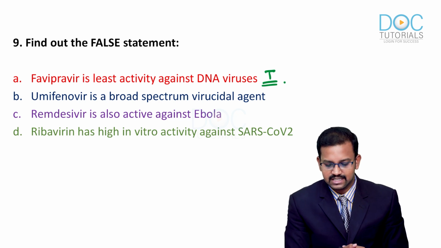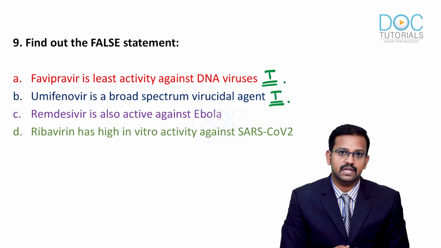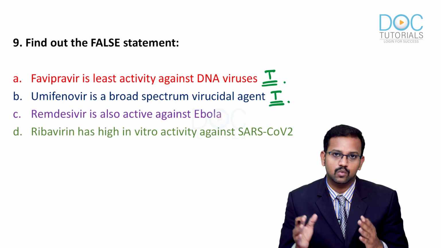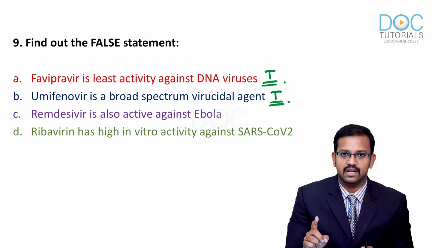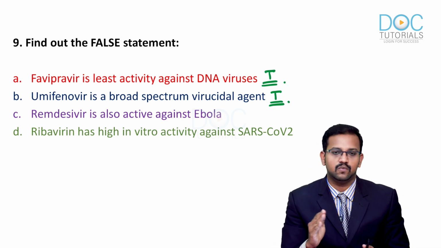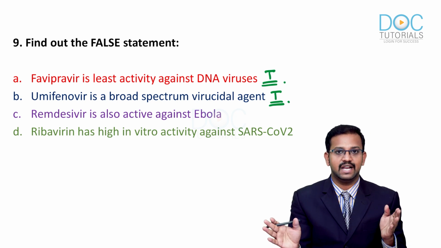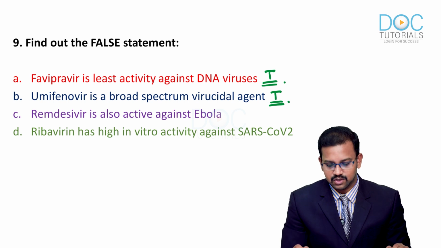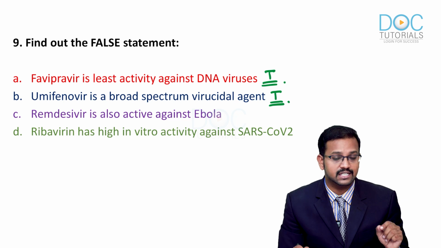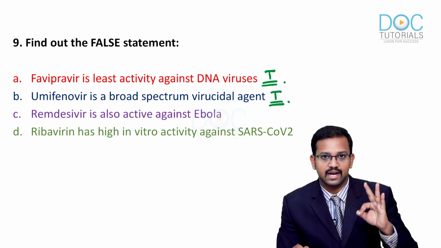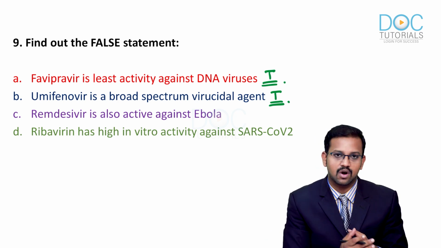Next one, Amenamevir is a broad spectrum virucidal agent. Yes, it is a true statement. Unlike Favipiravir, it is not going to act only on RNA viruses. It will act on both DNA and RNA viruses, encapsulated and non-encapsulated viruses, any different viruses. It is one of the broad spectrum virucidal agents which we have currently. Remdesivir is also active against Ebola. Yes, Remdesivir is not only active against Ebola, guys, it's also active against Nipah and SARS-CoV-2. So many different life-threatening viruses can be treated with Remdesivir.